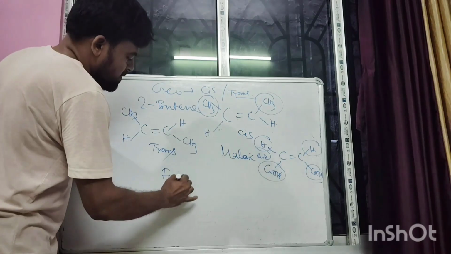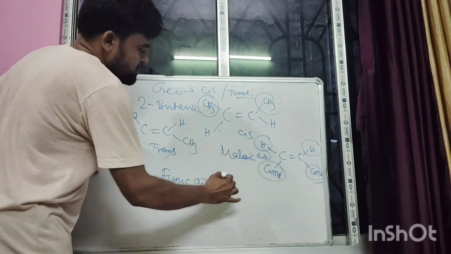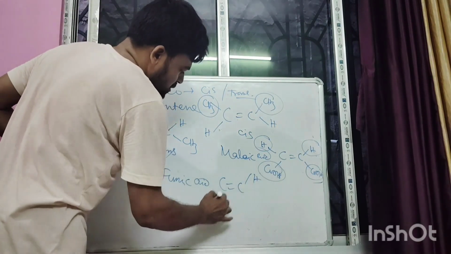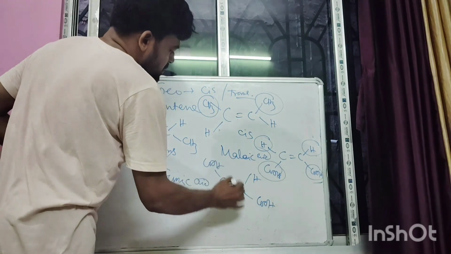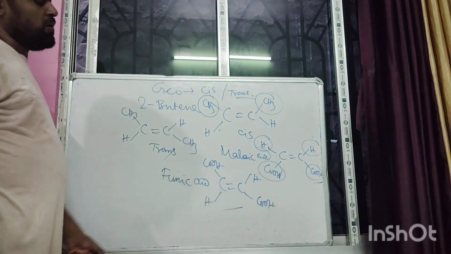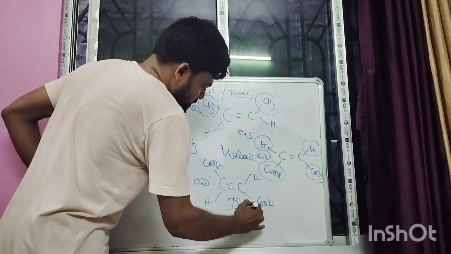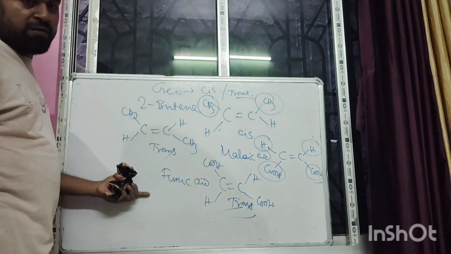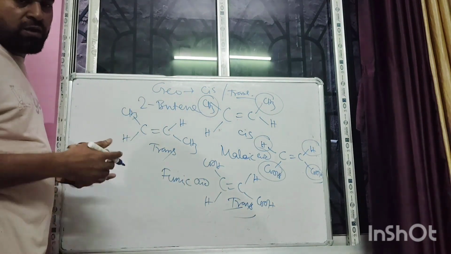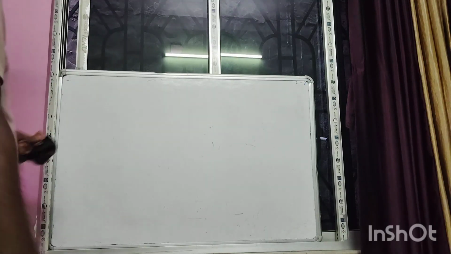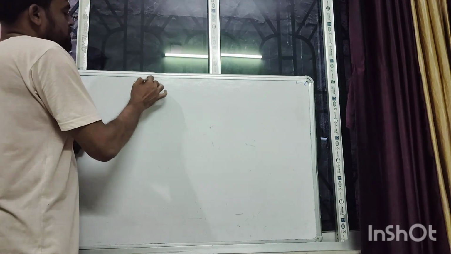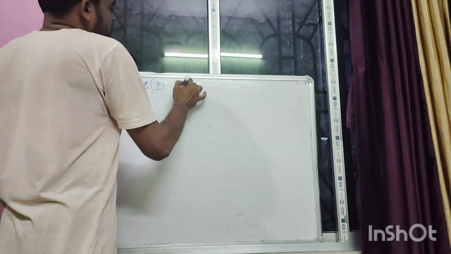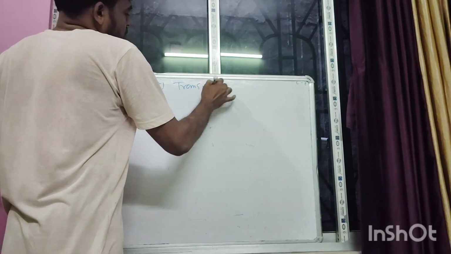Fumaric acid means C double bond C, H, COOH and COOH. This is an example of a trans isomer, and it is called fumaric acid. So cis is also called Z and trans is called E isomer.